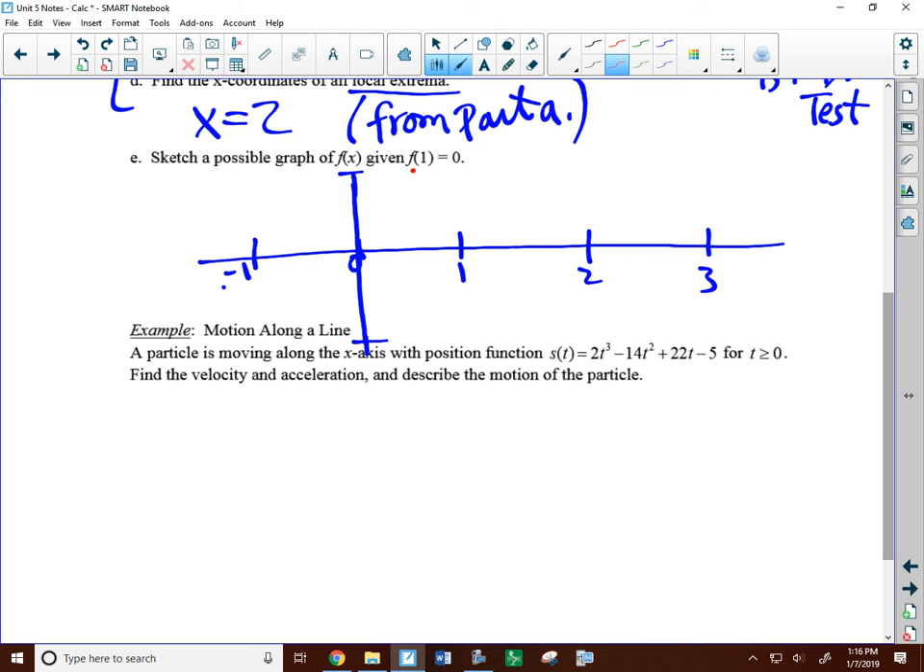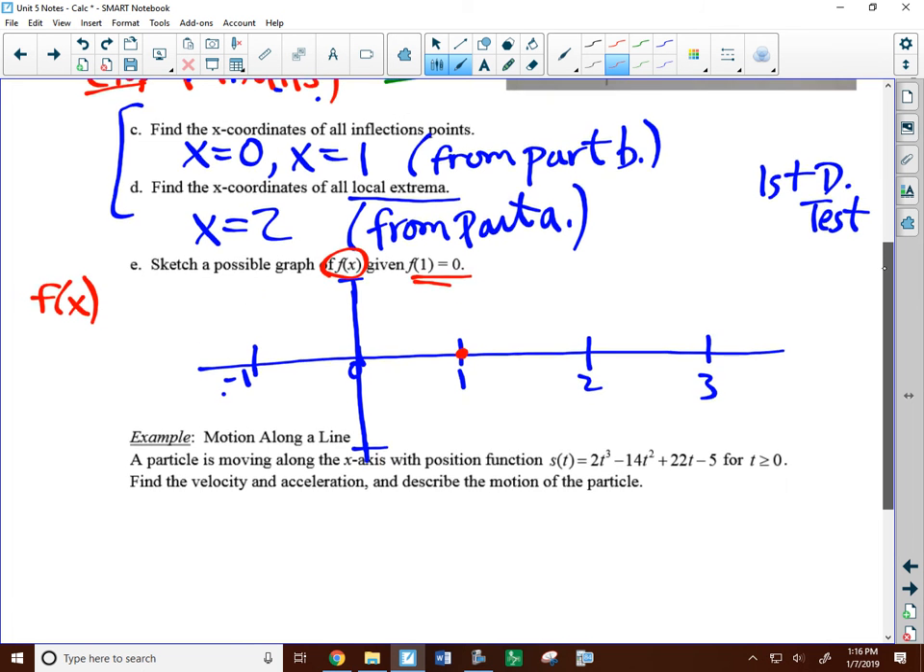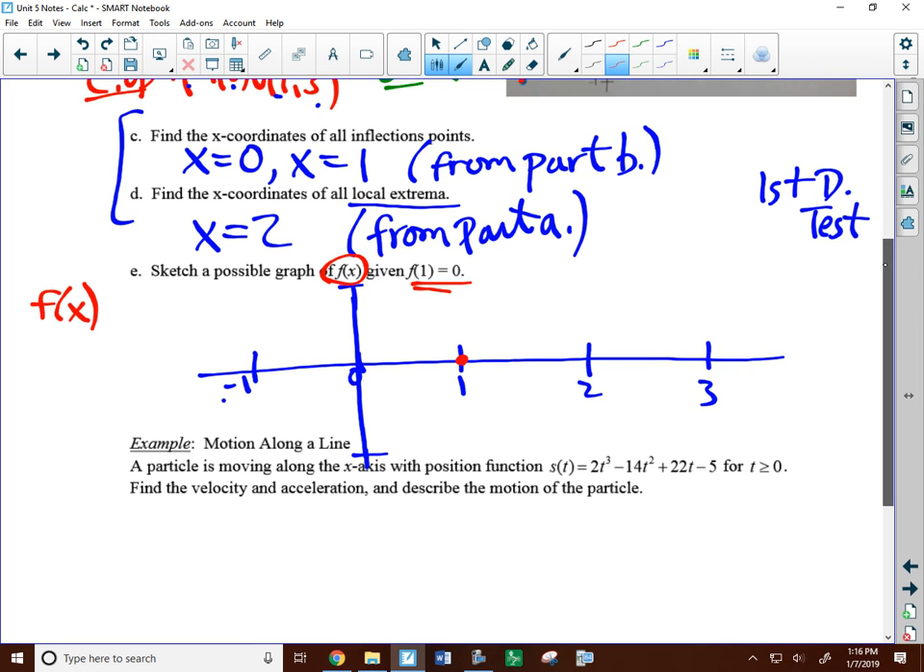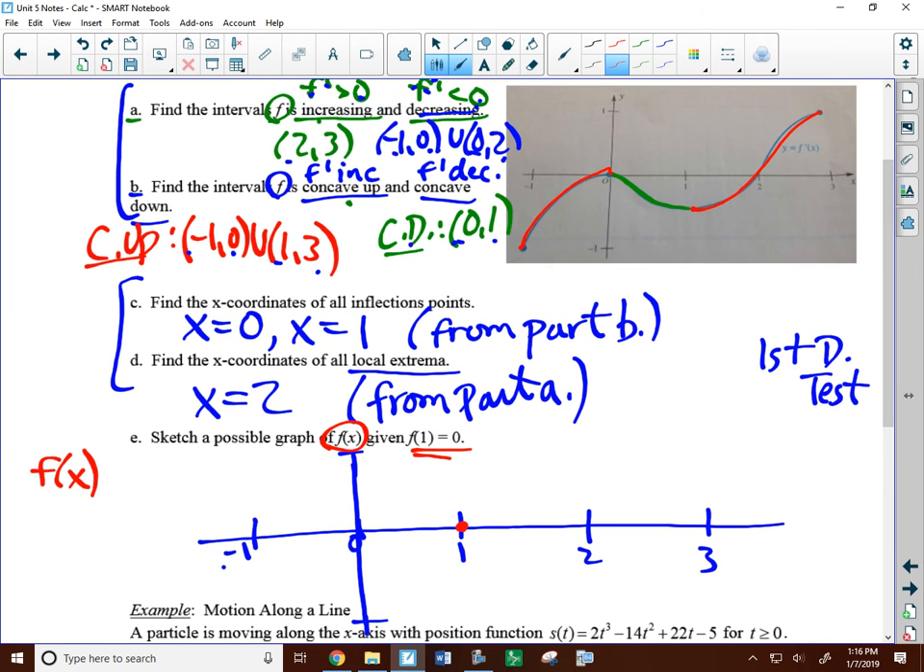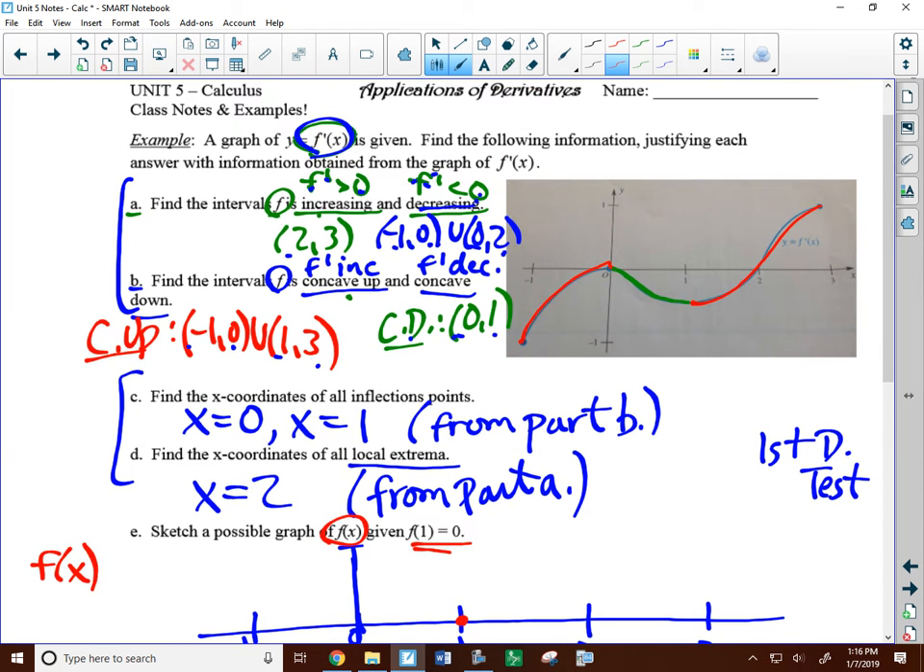They do give us, though, f of 1 is 0. That means that x equals 1, y is 0. So I'm graphing f, the original function. They provided us the graph of the derivative function, so we're working backwards to get the original. I'm using the information from above, mainly parts A and B. Okay, so here we go. I'm looking at each interval: -1 to 0, 0 to 1, 1 to really 3.